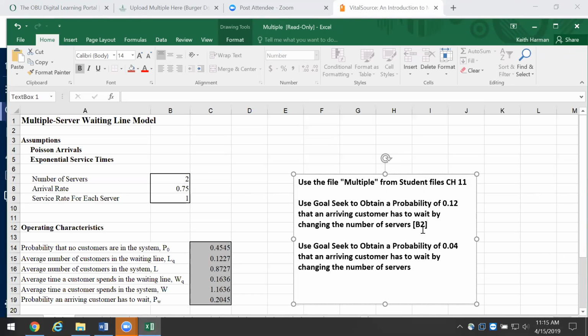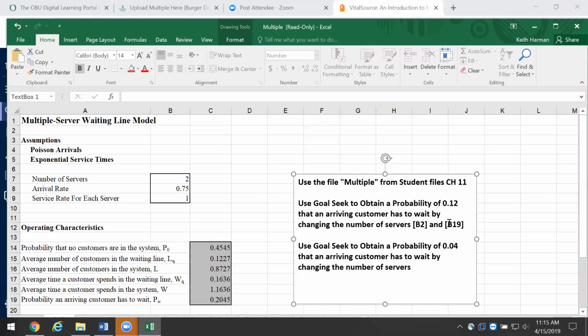And then I want to obtain a probability an arriving customer has to wait by changing the number of orders. So I've got B2, which is the number of servers, okay? And then the outcome that I want is the probability arriving customers have to wait. So that's going to be B19. And I'll just go ahead and put another little bracket there, to remind myself I'm looking at B19. And then I do the goal seek.